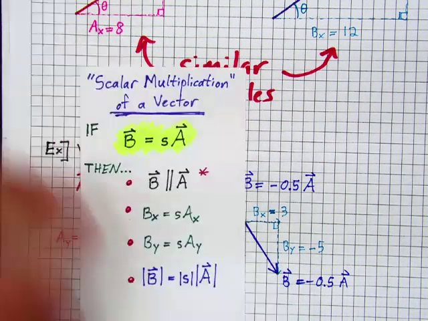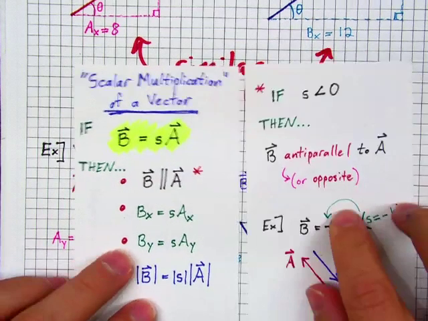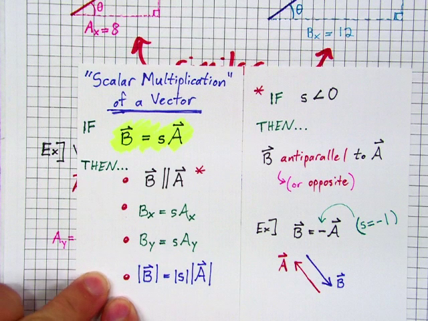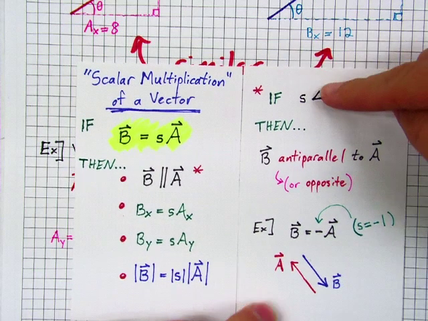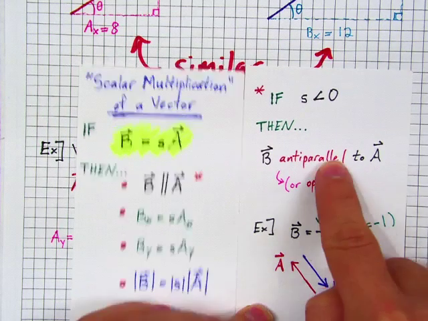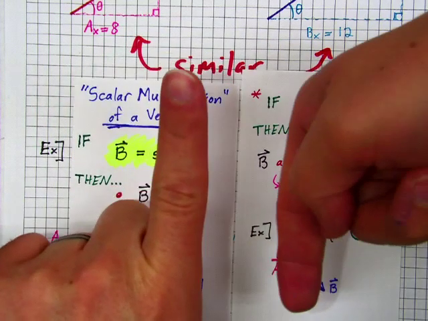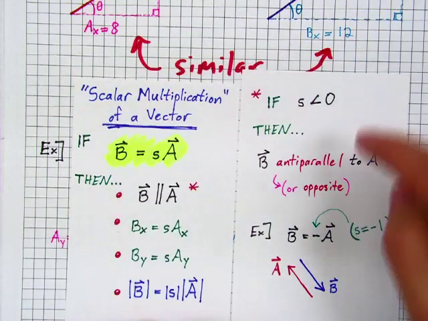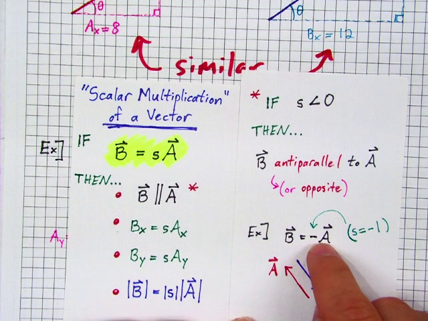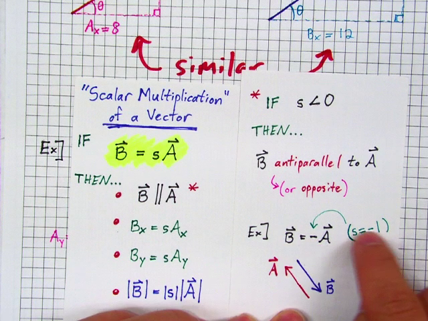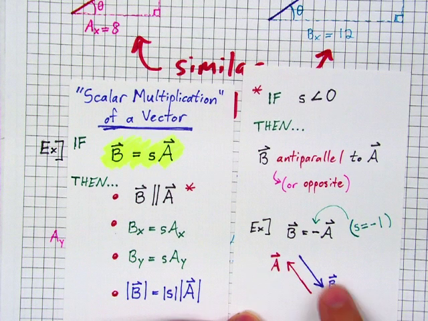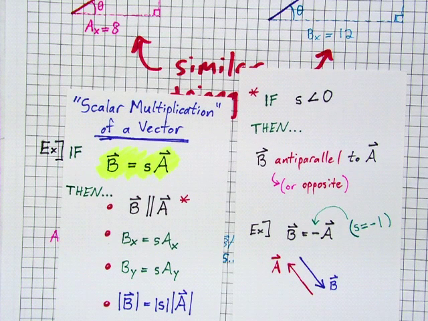So in summary, we have these rules, or these results when we multiply a vector by a scalar. If that scalar happens to be negative, then instead of B being parallel to A, we say B is anti-parallel to A. They are in opposite directions. We call that anti-parallel. So for example, if you have just B equals minus A, then here the scalar is minus 1, S is minus 1 hidden there, then A and B would just look like this. A and B would be the same magnitude, but just opposites of each other.